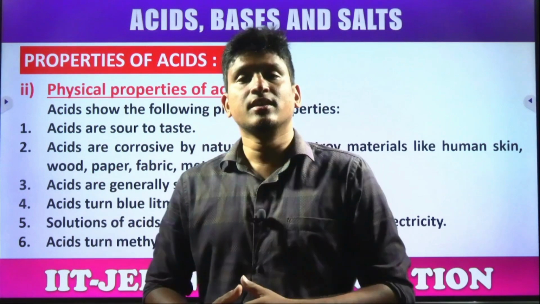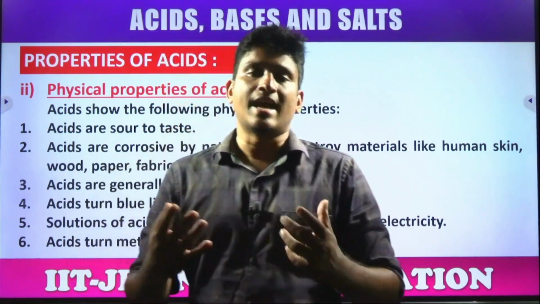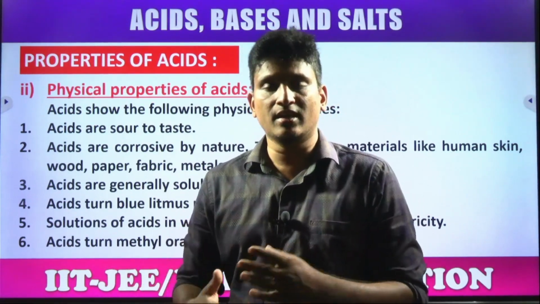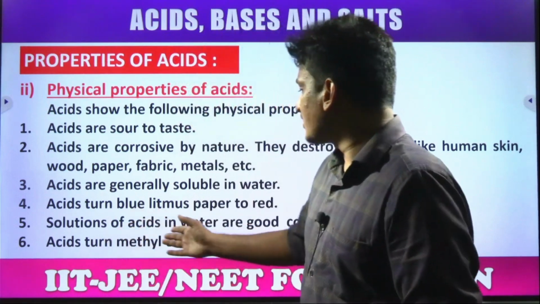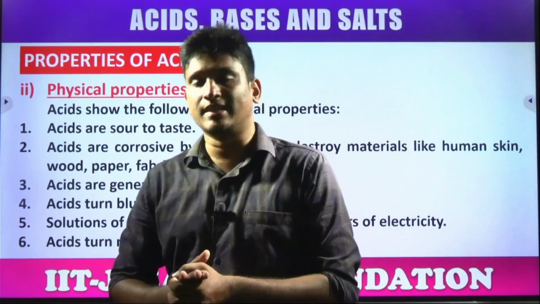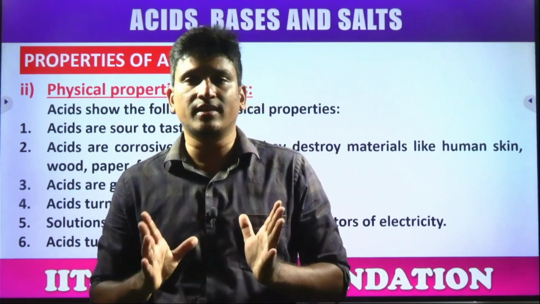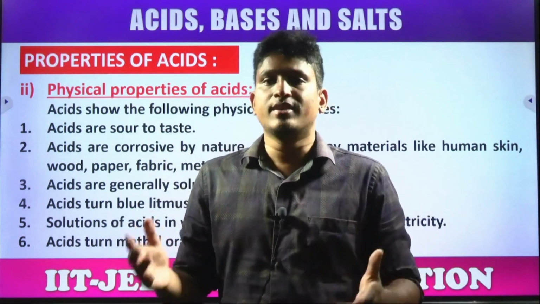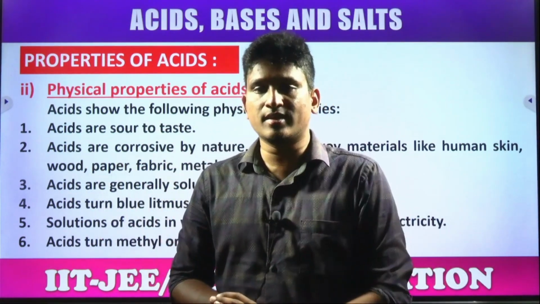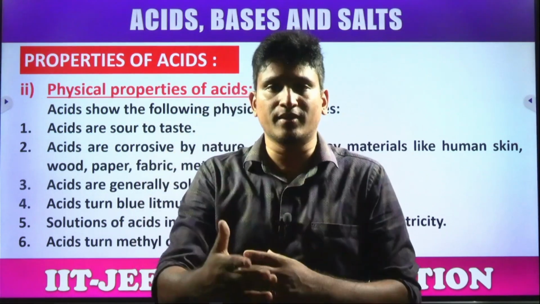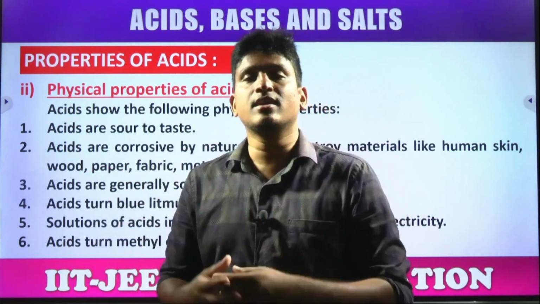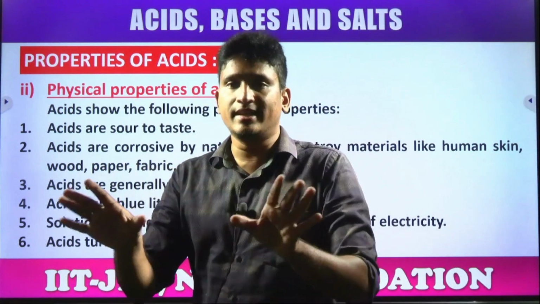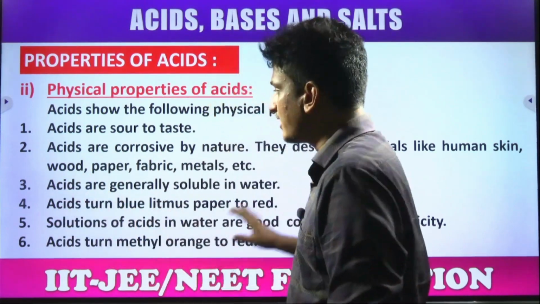As well as with phenolphthalein also. Phenolphthalein in acids is colorless, in bases shows pink color, and with methyl orange, acids are red in color, bases are yellowish in color. The solutions of acids in water are good conductors of electricity. For the conduction of electricity, what is necessary? Free ions, students. When acids are dissolved in water, they release H plus ions. If H plus ions are released, there are the respective opposite ions also. So these ions are carriers of electricity. That's why the solutions of acids are good conductors of electricity. And acids turn methyl orange to red, that we already discussed. All these are indicators just to identify whether the solution is acidic or basic.